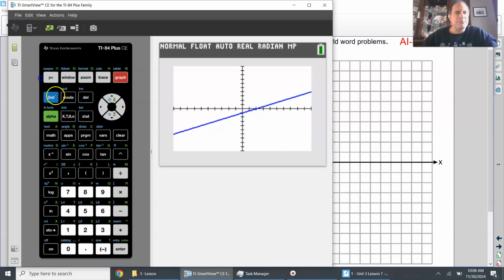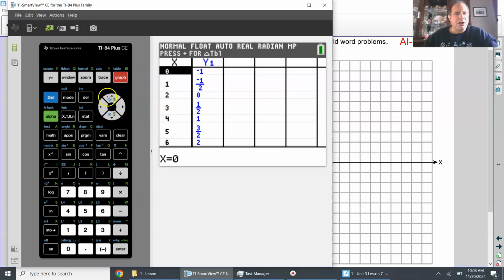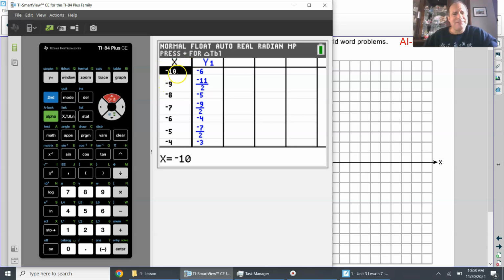But let's say you didn't want to do this by hand. You press second function table and graph. And then we go to the table of values. Since we have the table of values, I'm going to say we're going to go to -10 first because this is where we could fit on this 10 by 10 graph.